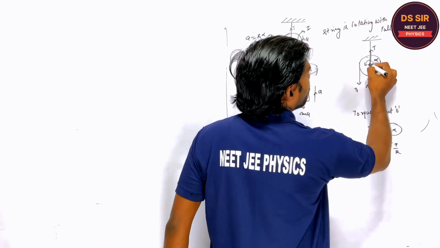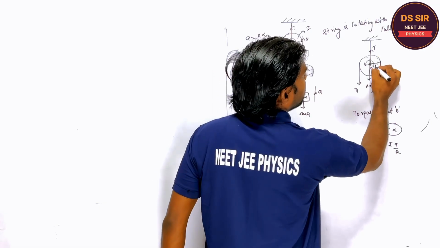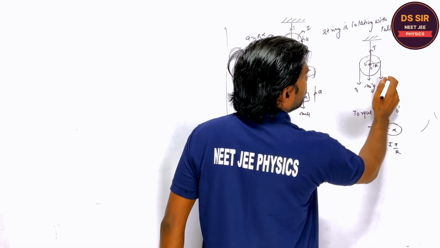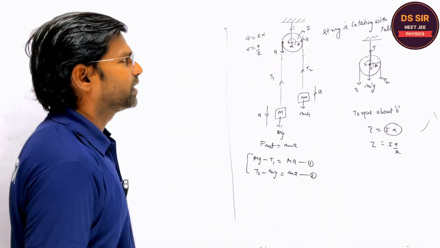Can you find the torque? Leave this alpha, leave this R. The only perpendicular distances are... Can you write the torque about O of T1 and T2? Yes, we can write.